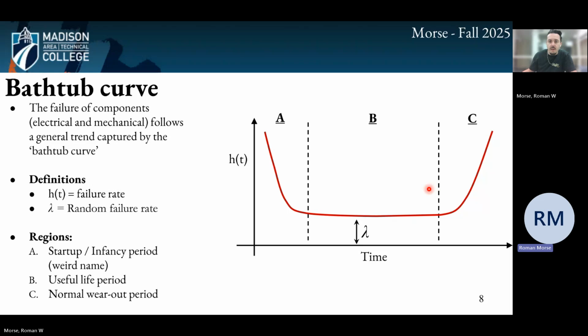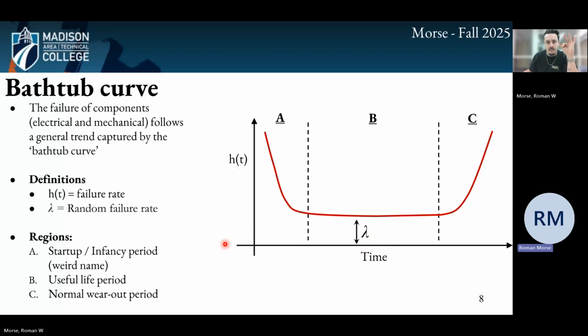So just to show what we're actually plotting here, this h(t) is a failure rate, and it's a function of time. That's what the h parentheses t means. And then this is just time on the x-axis. There's a rendition of this very similar in your book. I just made it look a little prettier. So this lambda is our random failure rate. And we're going to talk about that a little bit more coming up here.